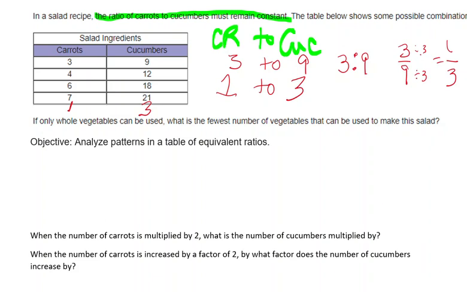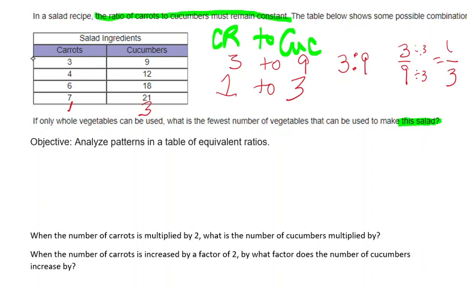Let's read their question. If only whole vegetables can be used, what is the fewest number of vegetables that can be used to make this salad? The salad represents a whole, not a part. So when we talk about the number of vegetables used to make the salad, we're including the carrots and the cucumbers. So we've got to add how many vegetables there are.